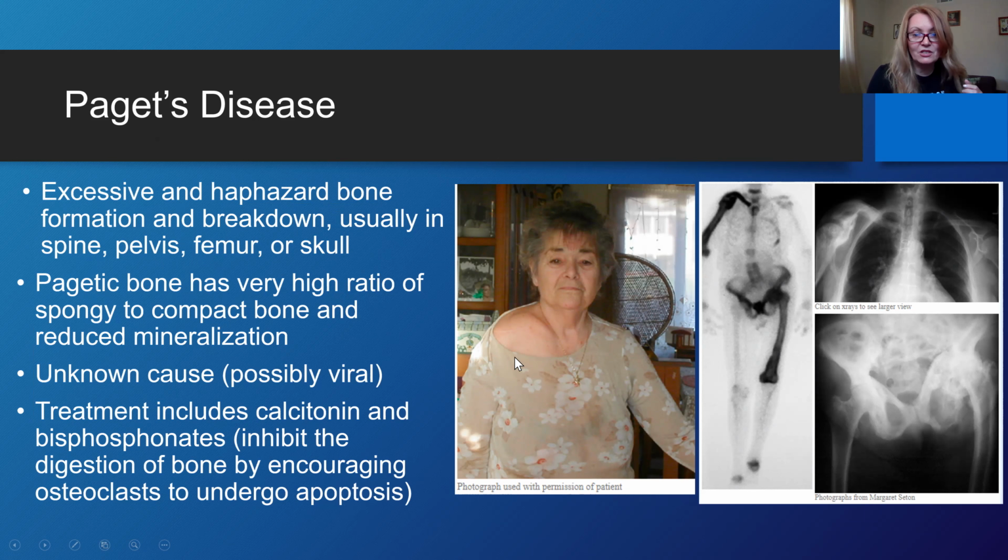So you can see this lady over here. That is actually a photograph used with permission of the patient. You see how she's affected by the disease, this increased mass of spongy bone growing, and it's very susceptible to fracture. So the cause is unknown, probably a viral cause, and treatment includes some drugs that will cause apoptosis of osteoclasts.